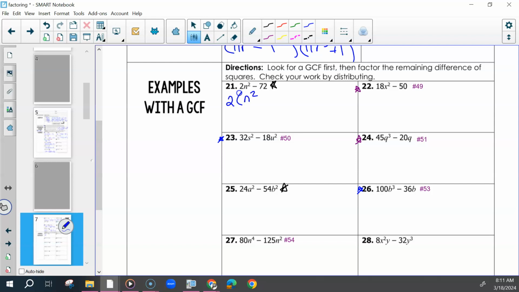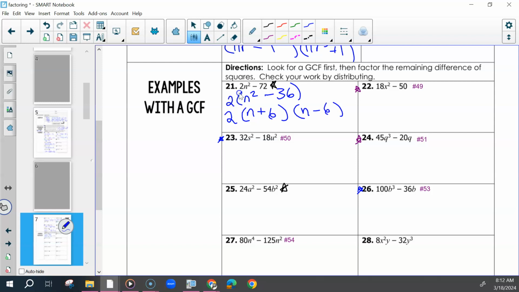n squared minus 72 divided by 2, 36. Can we do anything else with this? We can't do GCF. What about difference of squares? Yes, we can do that. What would those two factors be? How are we supposed to know that? n plus 6 and n minus 6.